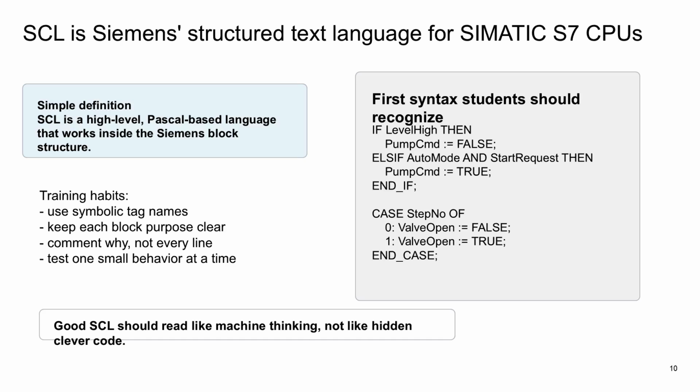Now see this slide. Main point is SCL is Siemens Structured Text Language for SIMATIC S7 CPUs. Remember, simple definition. Also note, SCL is a high-level, Pascal-based language that works inside the Siemens block structure. Practically, first syntax students should recognize. For students, IF level_high THEN. In industry, pump_cmd := FALSE.